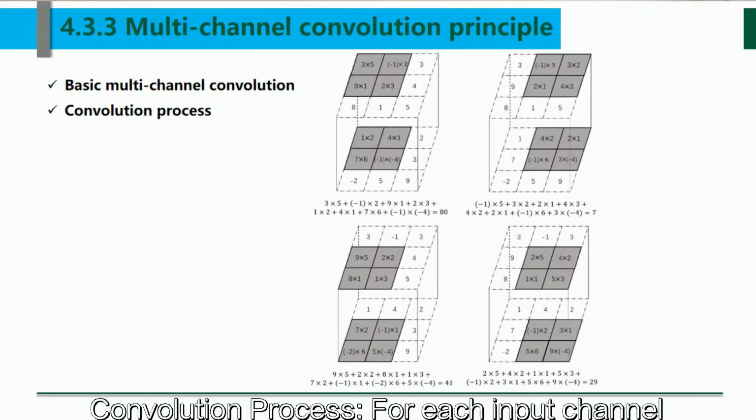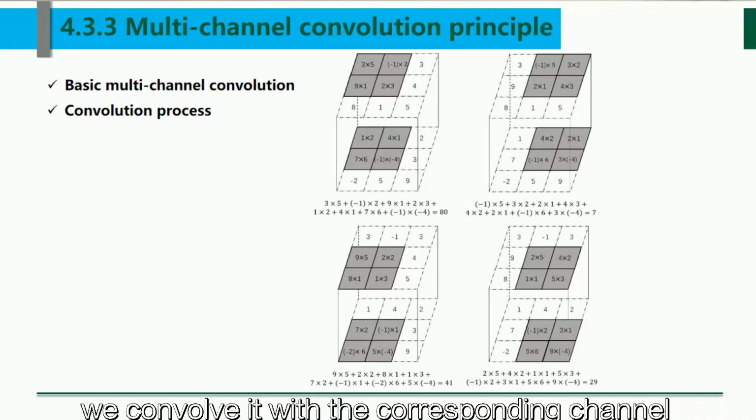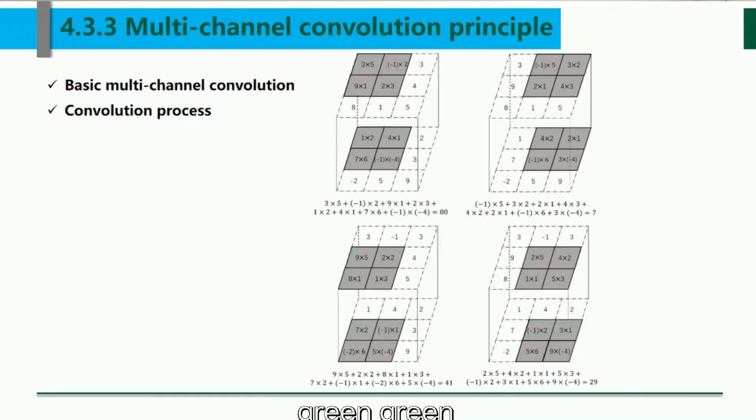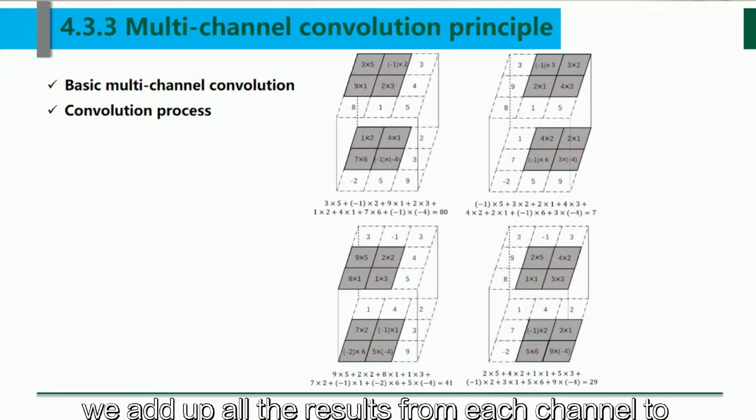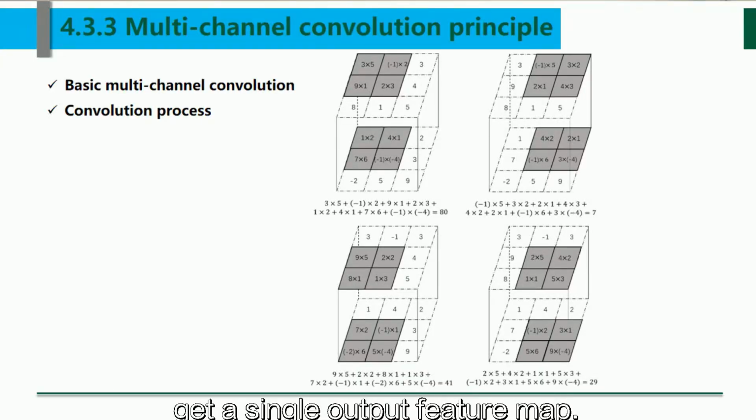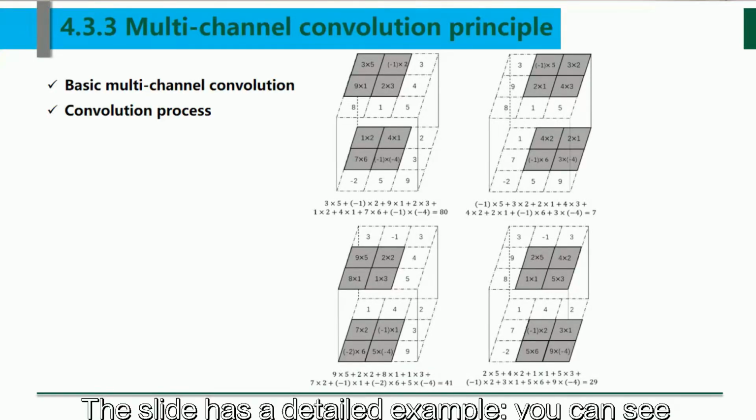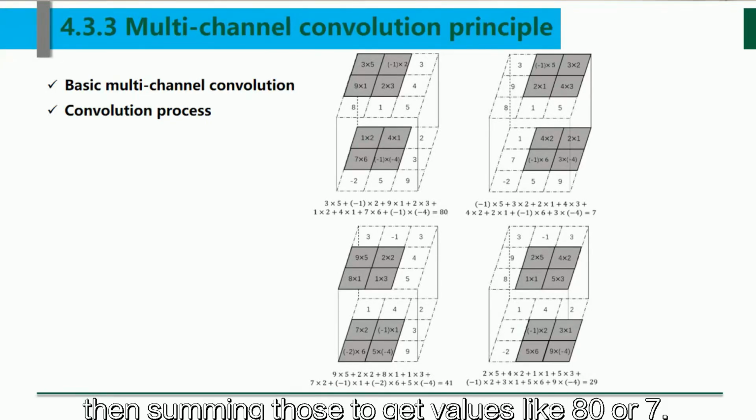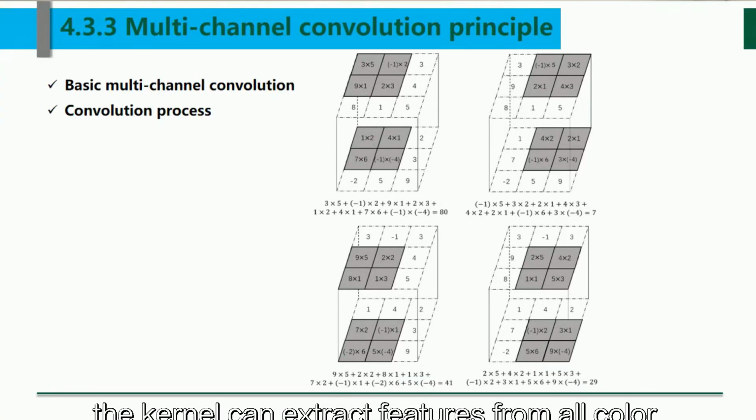Convolution process: for each input channel, we convolve it with the corresponding channel of the kernel. For example, input red channel, kernel red channel, green with green, blue with blue. Then, we add up all the results from each channel to get a single output feature map. The slide has a detailed example. You can see calculations like 3 multiplied by 5 plus, minus 1 multiplied by 2 plus 9 multiplied by 1 plus, and so on for each channel, then summing those to get values like 80 or 7. This way, the kernel can extract features from all colored channels at once.